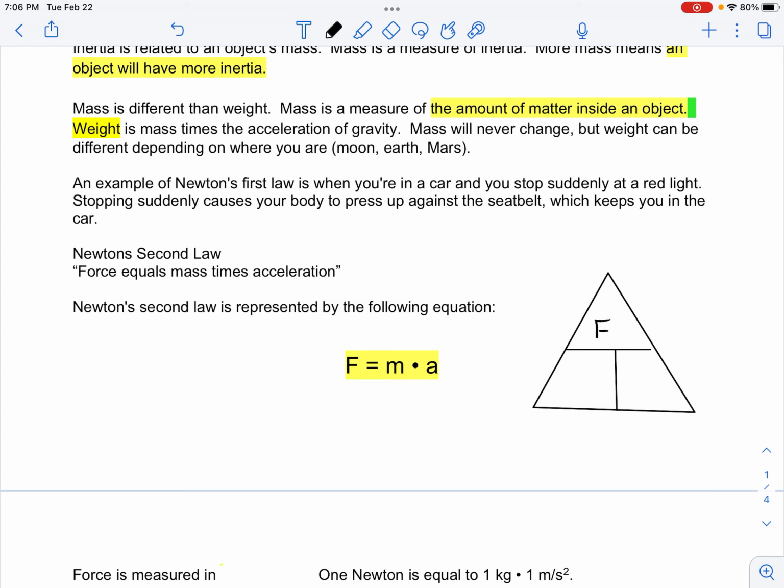Your force goes here, equals mass times acceleration there. You all know how to use it, but in case you don't, you just highlight the one that you want. Like here, I want to solve for force, and so I do mass times acceleration. And you get the idea. You've used the triangle before.